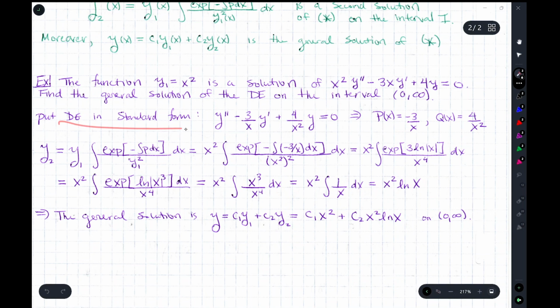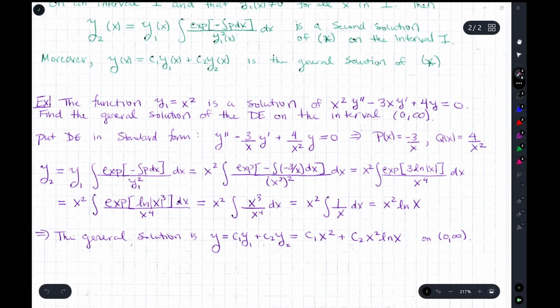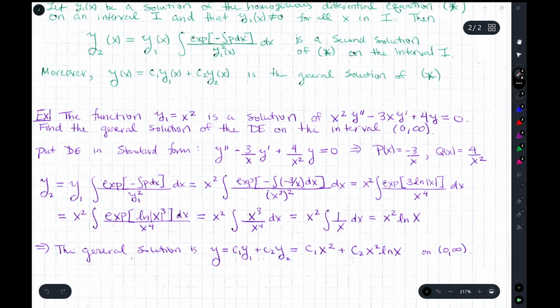So we're going to put this differential equation in standard form. How? By dividing by x squared. This is the leading coefficient, so we divide by x squared, and we end up with this. We could identify p of x as negative 3 over x and q of x as 4 over x squared. And then we just basically use this equation. I mean, we don't have to. We could always start with setting y2 equal to u y1, and then plugging it into the differential equation. Both methods work.